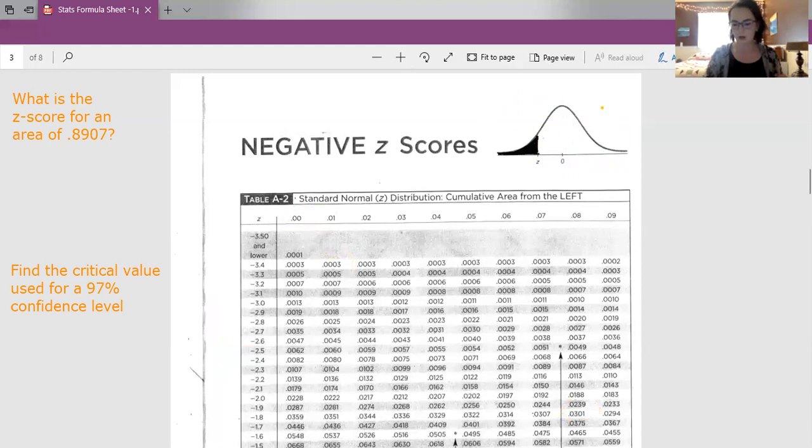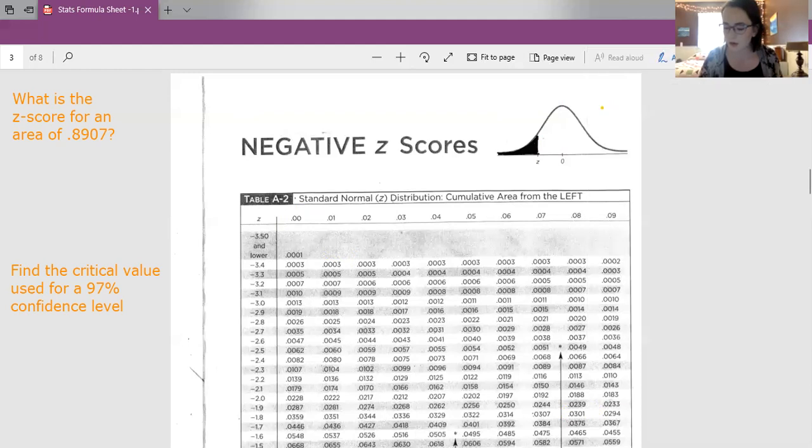So let's look first at this second question. Find the critical value used for a 97% confidence level. Now, I'm not going to go into details about how to find all this. I'm just going to rush through it. If you have questions, please come see me during SI or office hours. But this is just to focus on how to use the table.